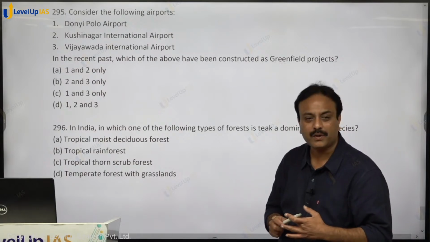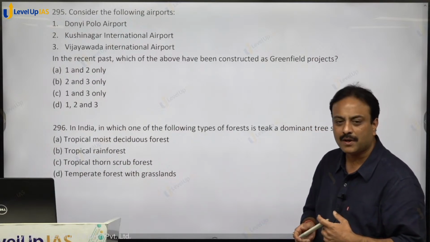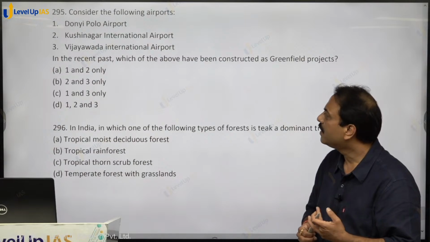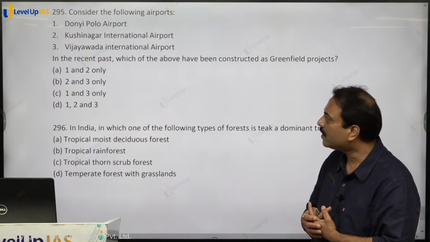Itanagar. That is an airport that was constructed in Itanagar, the capital of Arunachal Pradesh. Kushinagar International Airport. Which state? Kushinagar is known for what?